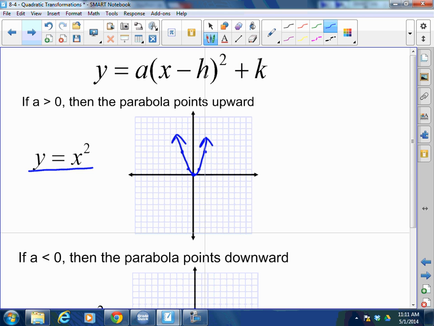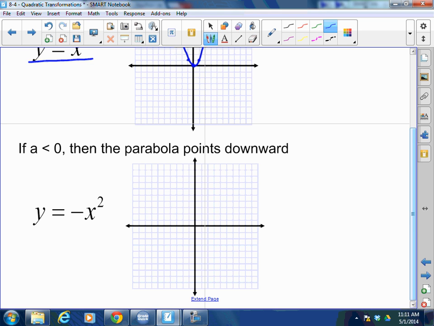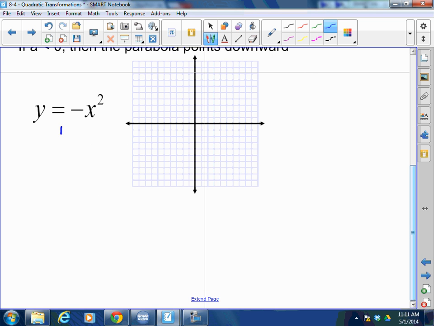What happens when it's negative? It's going to point downwards. And let me prove it to you why. Let's go -2, -1, 0, 1, and 2. Okay, when x is -2, it's going to be 4 times the -1, it's -4. When x is -1, it's -1. When x is 0, y is 0. When x is 1, y is -1. When x is 2, y is -4. 0, 0, 1, -1, -1, -1, 2, -4, -2, -4. And as you can see, the graph points downwards.